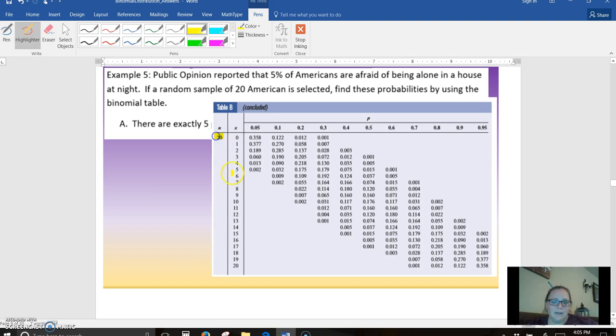I pulled a piece of the chart here. All right, so 20, 0.05. There. So 0.002. So that means it's 0.2% that exactly 5 of the 20 are afraid of the dark. Let's do another one.